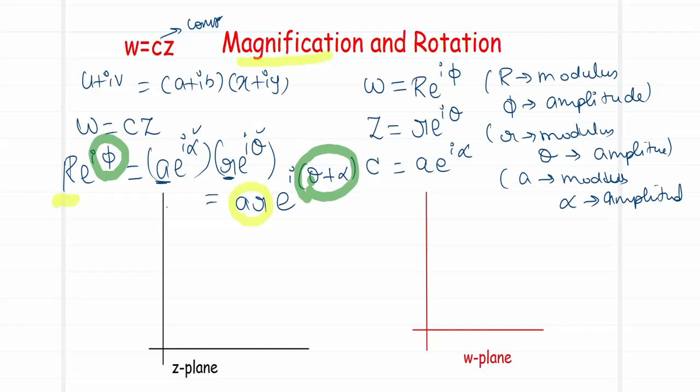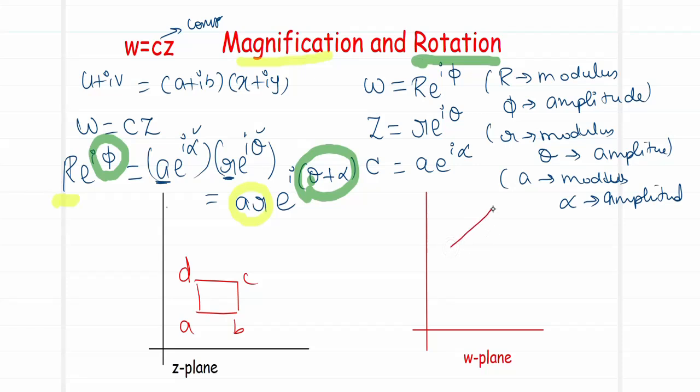So when it has a complex number, it does two jobs for us. The first thing, it is going to magnify the data, and the second thing, it is going to rotate the data. In the object or image sense, suppose we have the object called A, B, C, D in my Z plane. This transformation W is equal to CZ is going to magnify the data and rotate the data.